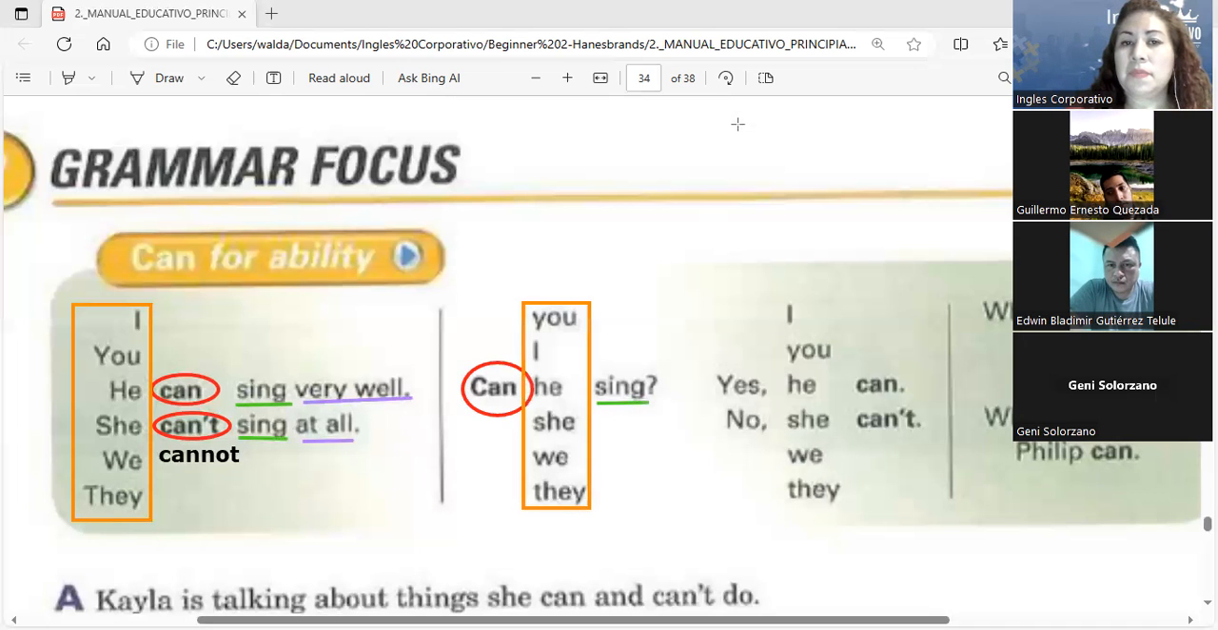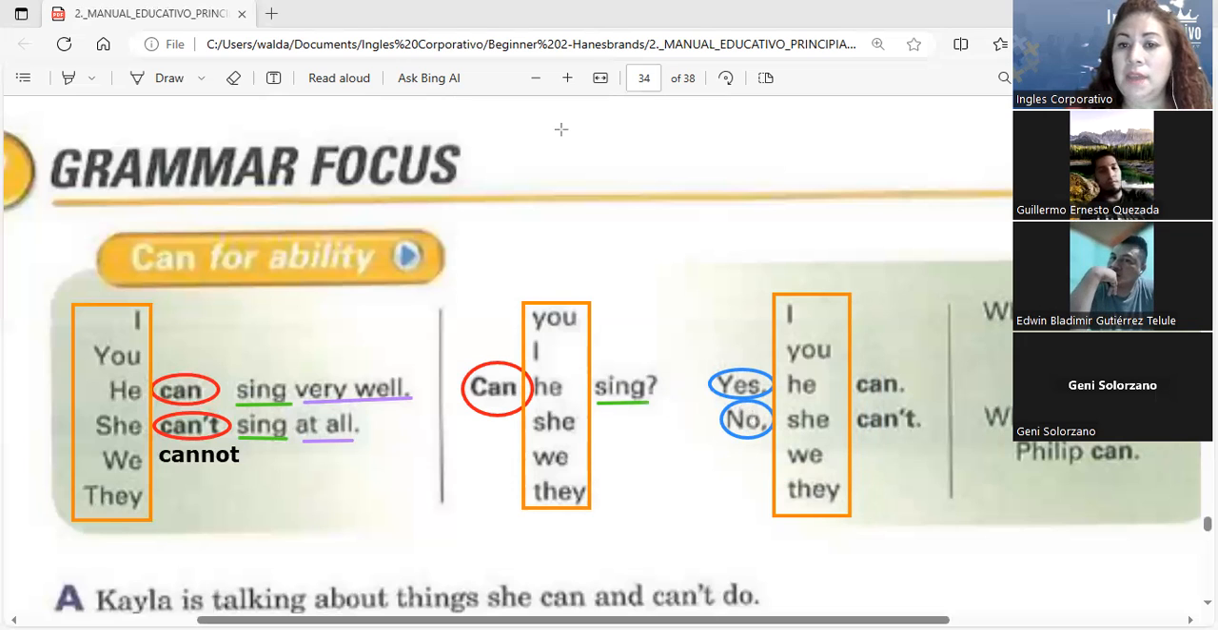After that, we have yes or no as an answer. Then goes the subject: I, you, he, she, we. And finally, if it's affirmative, we say can. And if it's negative, we say can't. Does that sound good? Do we understand? Do you have any questions at all?